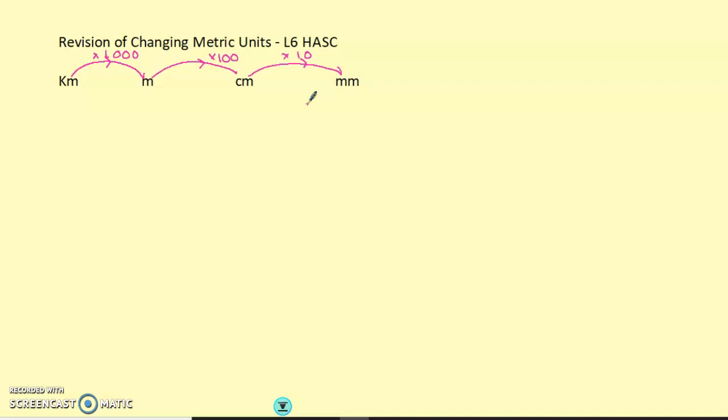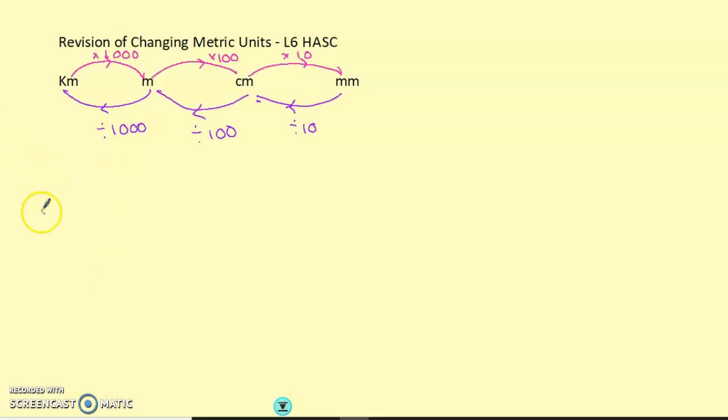If we go back the way, so going back the way, like from millimetres to centimetres and so on, instead of timesing, we need to do the opposite. So we need to divide by 10, divide by 100, divide by 1,000.